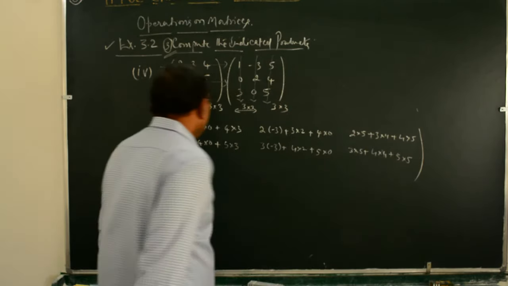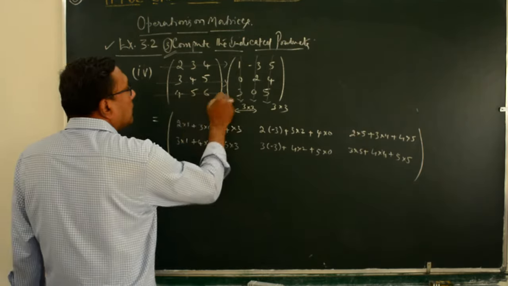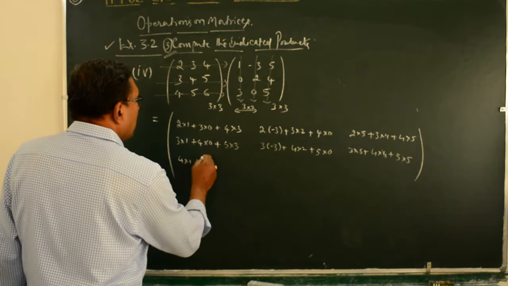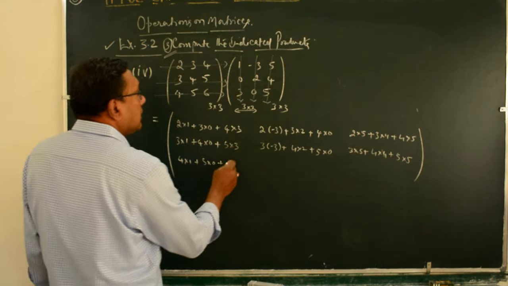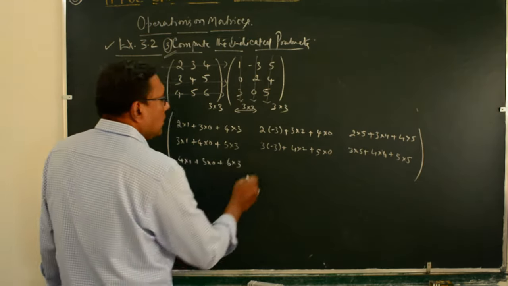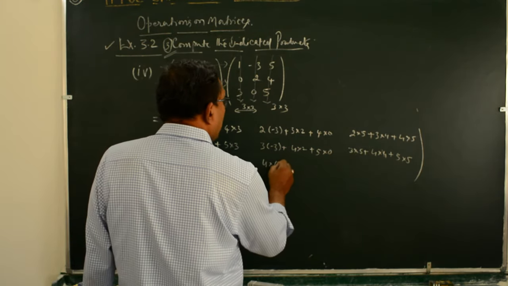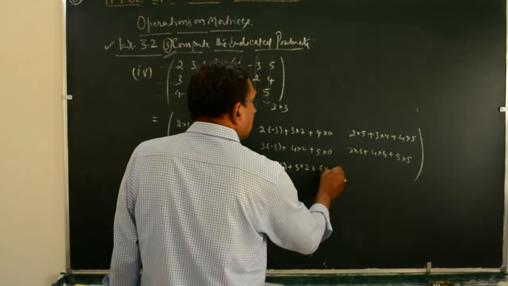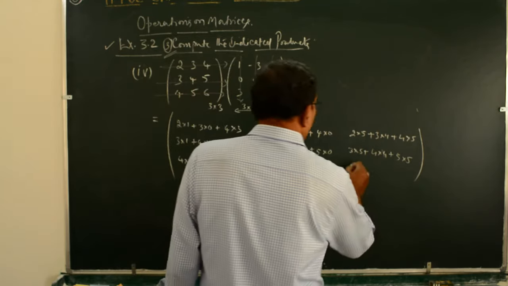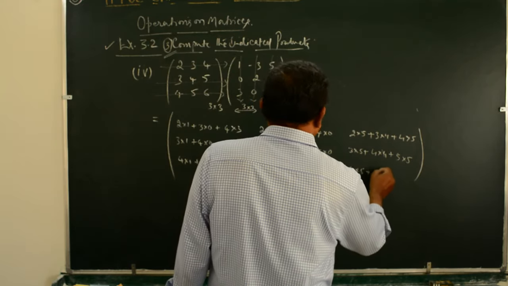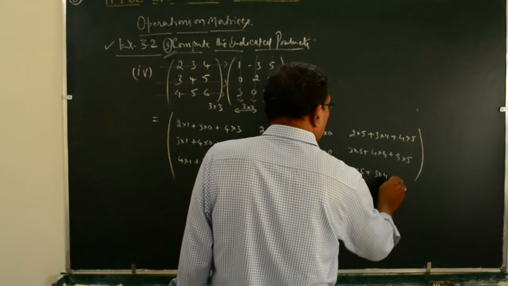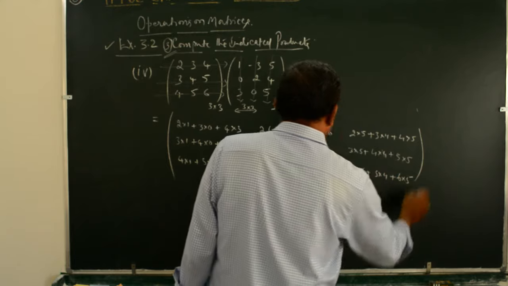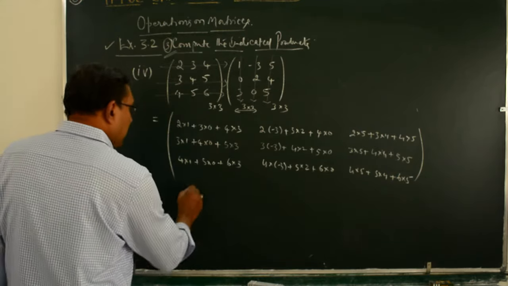And we will come to the third row. We will do the same method here. 4 into 1 plus 5 into 0 plus 6 into 3. Here 4 into minus 3 plus 5 into 2 plus 6 into 0. And the final row 4 into 5 plus 5 into 4 plus 6 into 5. Let us simplify this and we will see what is the resultant matrix.